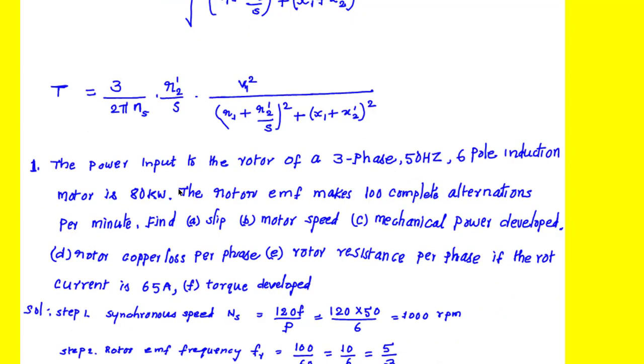So let me take a problem here. Power input to the rotor of a 3-phase 50 Hz 6-pole induction motor is 80 kilowatts. The rotor EMF makes 100 revolutions per minute. Find A, the slip; B, the motor speed; C, the mechanical power developed; D, the rotor copper loss per phase; E, the rotor resistance per phase, if the rotor current is 65 amperes; F, what is the torque developed.